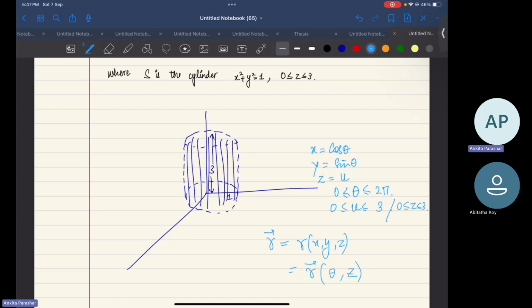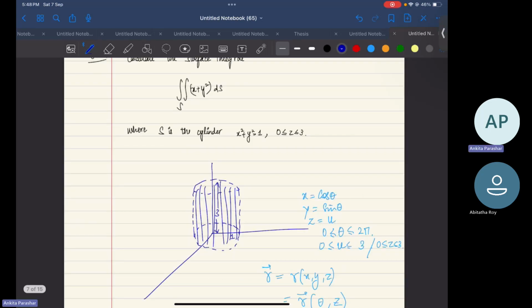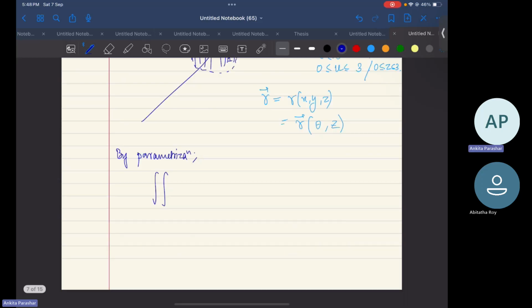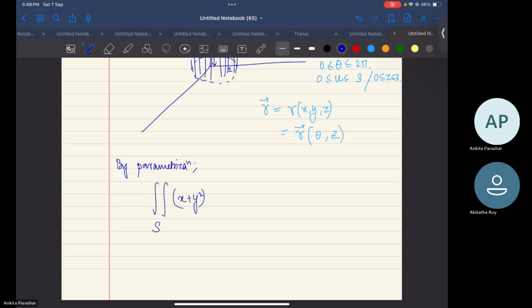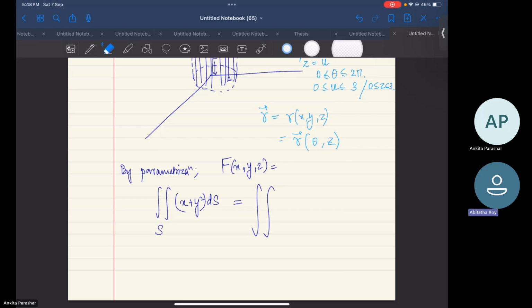All right. So if that is the case, and we know how to integrate a function over the parameterized surface, can we change the integral? So by parameterization, the integral over the surface S of x plus y square ds, can I rewrite it with what we know? In this case, our f of x, y, z is nothing but, can you tell me what is f of x, y, z? X plus y square.